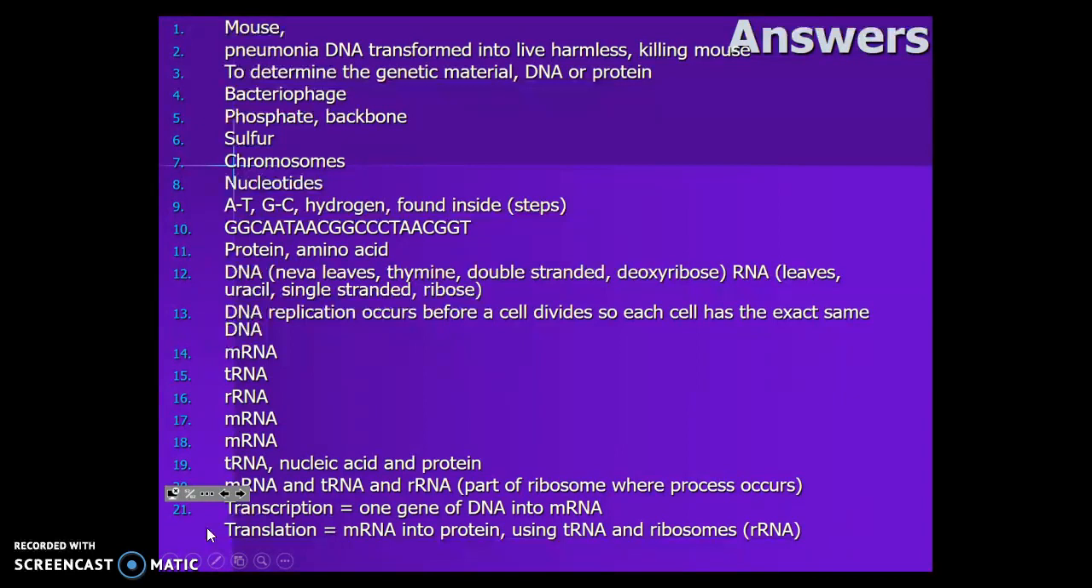15. What RNA folds onto itself like a T shape? That would be transfer RNA or tRNA. 16. What RNA makes up a ribosome? That would be the ribosomal RNA, rRNA. 17. What RNA reads the code of DNA? Well, since this is the message that's going to leave the nucleus, it is messenger RNA.